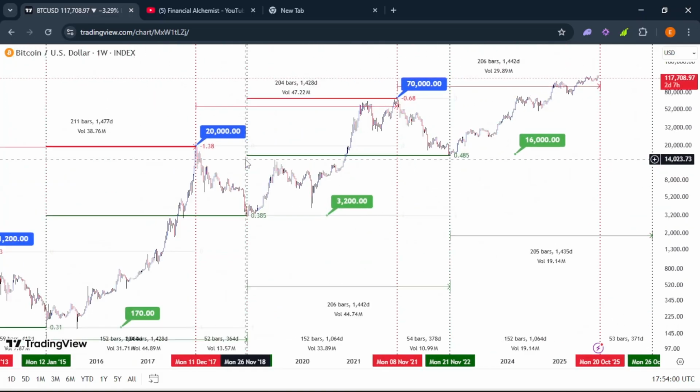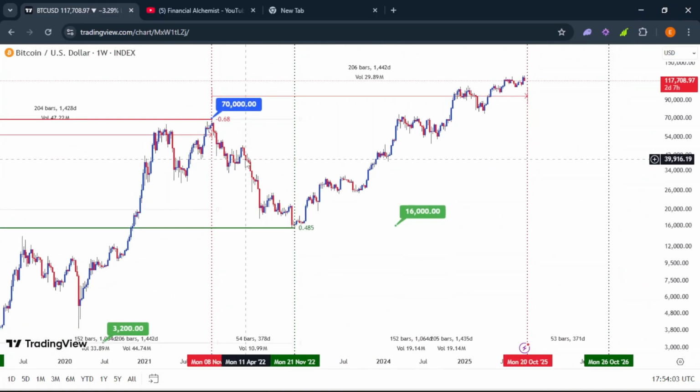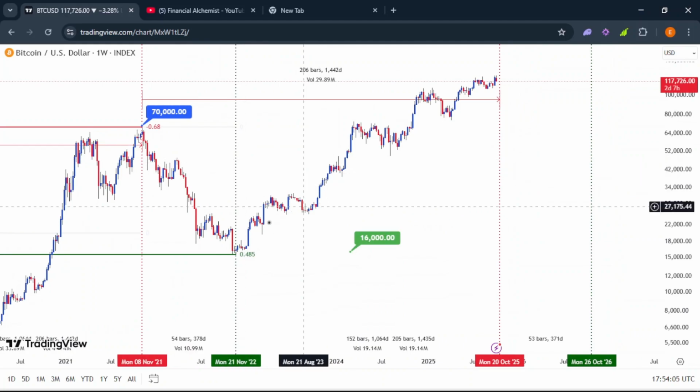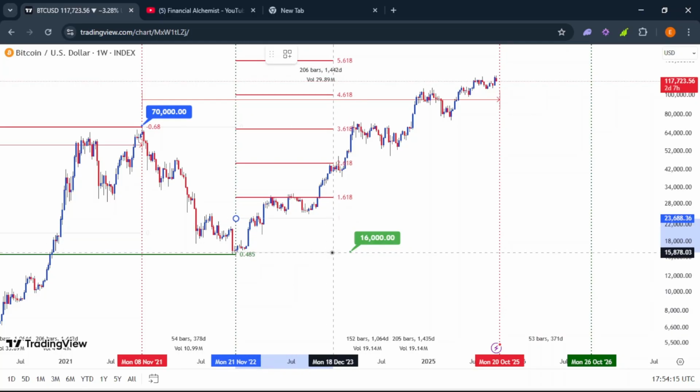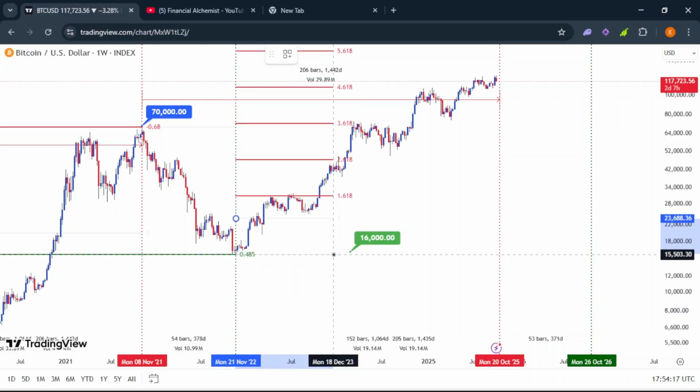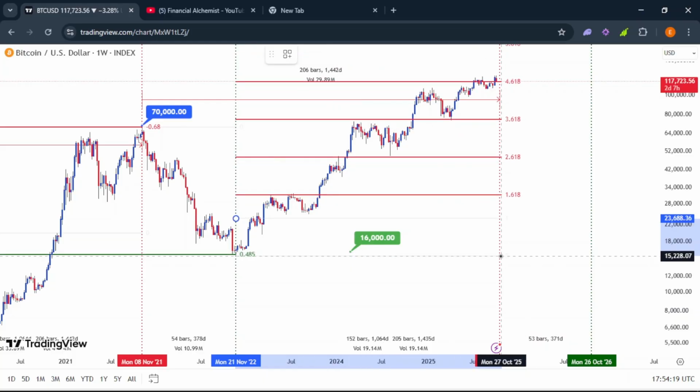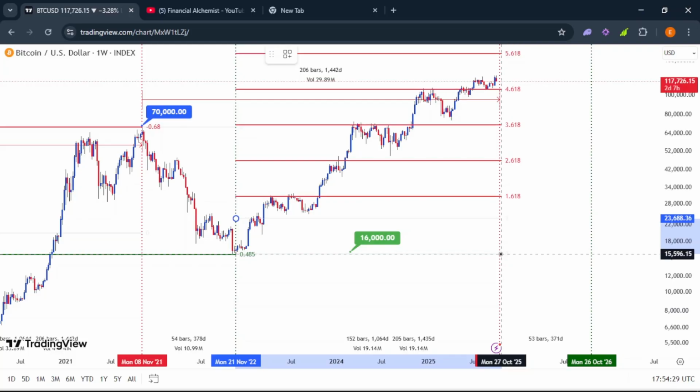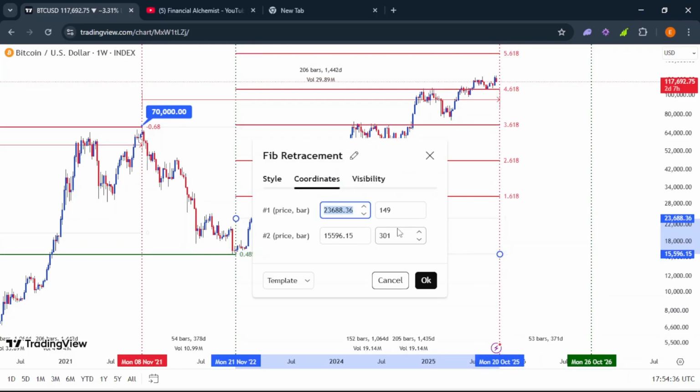I could see using the Fibonacci from the first resistance to the bottom. This is what I'm talking about, taking the Fibonacci to this first resistance point down to the low. You can draw this out. I want this to be as accurate as possible. So this will be 16,000.